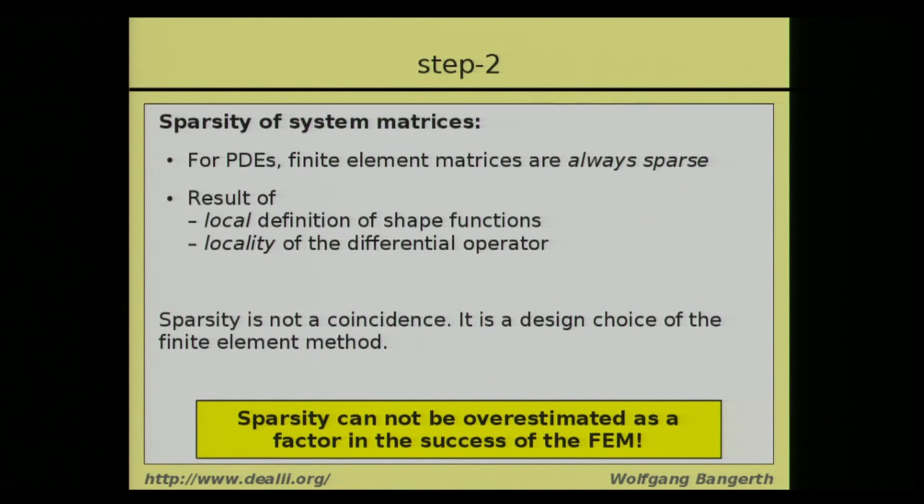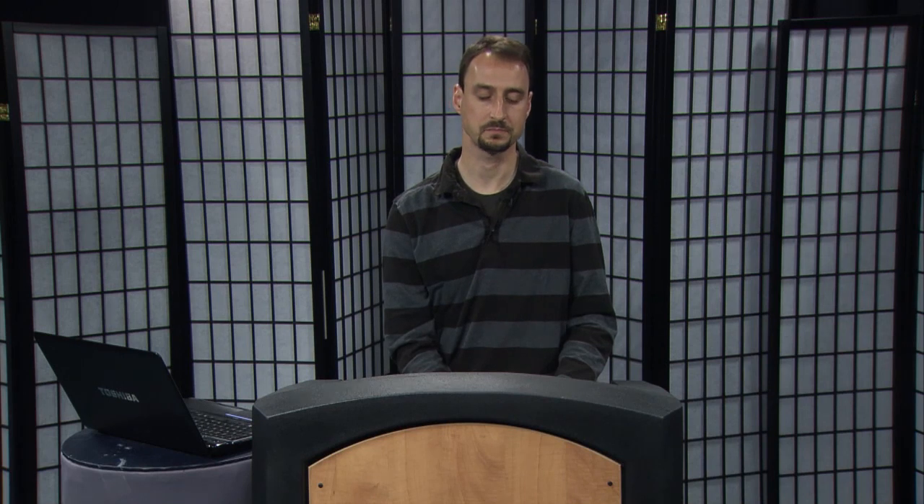And that is a result of the fact that we define shape functions locally. We define them, for example, on every vertex, and they're non-zero only in the cells around this one vertex. That is the one factor. The other factor is that differential operators are local. That means that they are not coupling the value of a shape function here to the value of a shape function somewhere else.